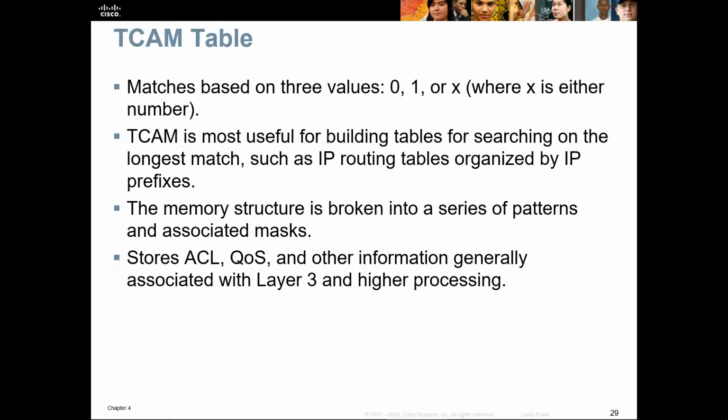TCAM. TCAM matches based off of three values, 0, 1, or X, where X is either number. TCAM is most useful for building tables for searching on the longest matches, such as IP route tables organized by IP prefixes. So again, slightly different from a MAC CAM table, but it's still some form of lookup table. The memory structure is broken into a series of patterns and associated masks. It stores ACL, QoS, and other information generally associated with layer 3 processes.